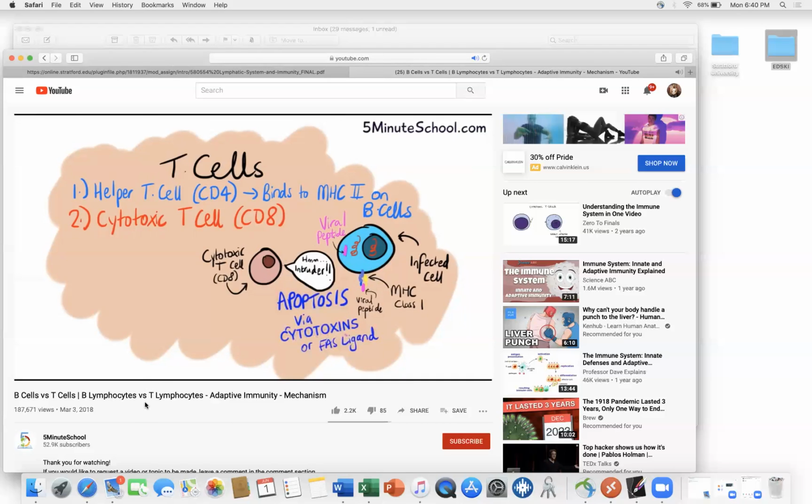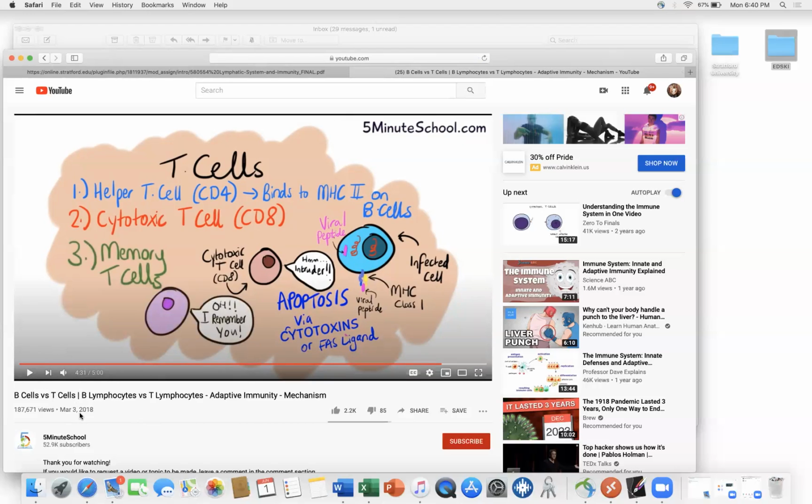So it binds onto it, and when it binds, the T cell either secretes cytotoxins like perforin or granulysin, which initiates programmed cell death in a process called apoptosis. Or once the binding occurs, the T cell expresses a protein called Fas ligand, which binds onto the FAS molecule present on the infected cell. And this forms the death-inducing signaling complex. And eventually we have apoptosis of the cell.